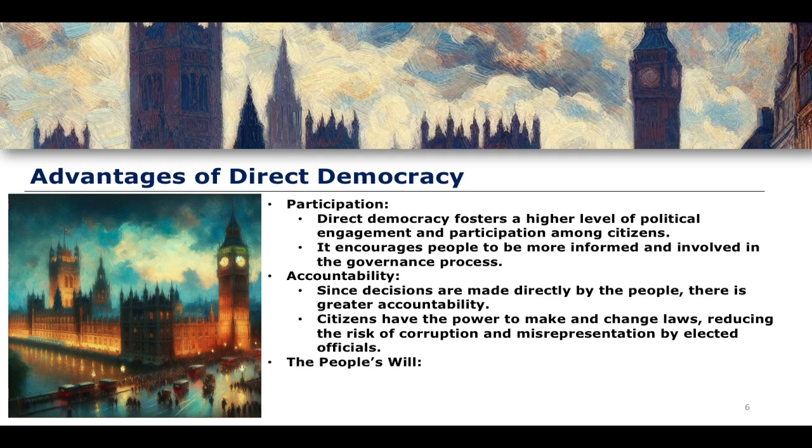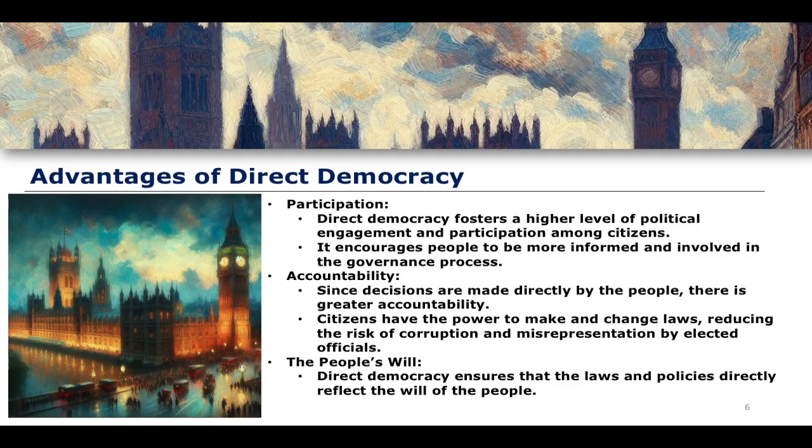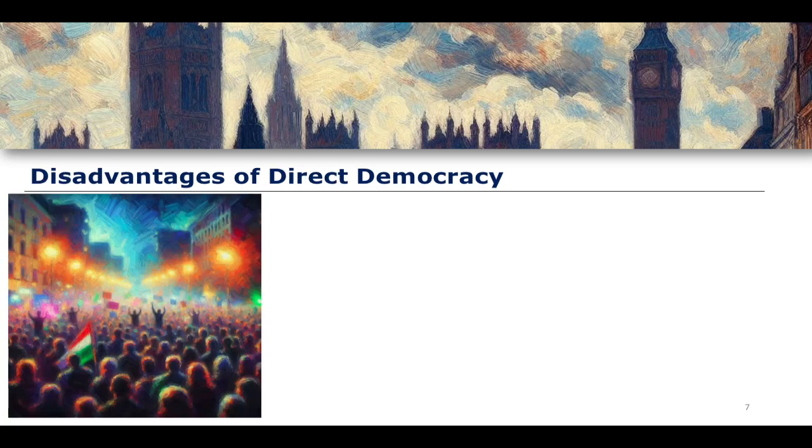The final main advantage is, of course, this idea of the people's will. Direct democracy ensures that laws and policies directly reflect the will of the people. It couldn't reflect more of the will of the people than a direct democracy could. With a representative democracy, you have the will of the people being represented, but it might not directly reflect the will of the people. In a direct democracy, it necessarily reflects the will of the people because it's the will of the people that is making these decisions.